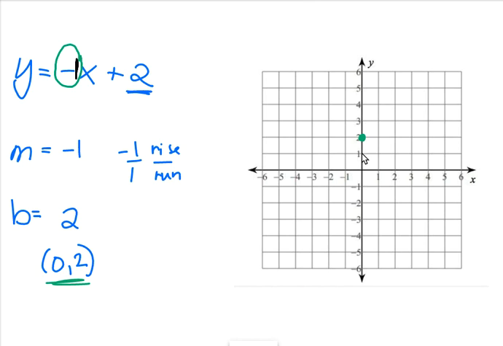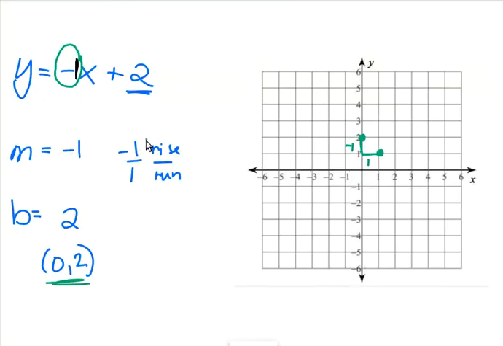So I go down 1. Now remember, I'm not going down to negative 1. This is the movement. It's like how many moves I have. I'm going to go down negative 1, which means I go down 1. And then I run to the right 1. So my rise was negative 1. My run was 1.